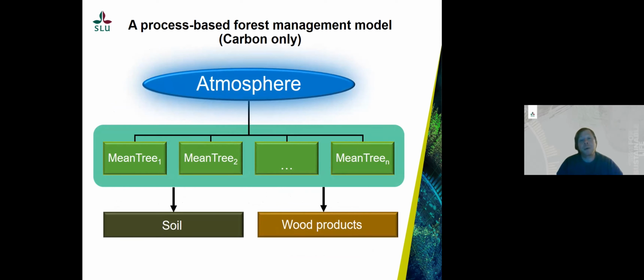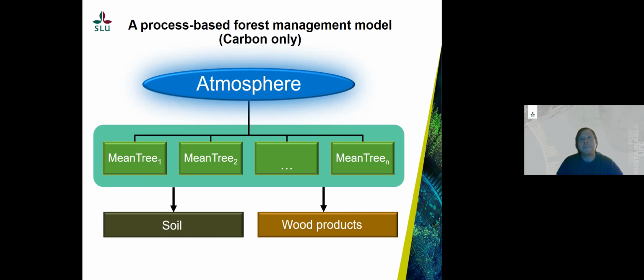So here we see a schema of what a process-based forest management model could look like. And what I'm talking about, my models are always carbon only. So carbon enters the forest vegetation by being photosynthetically fixed from the atmosphere. So it enters the trees of the forest, and these trees are represented by a number of typical mean trees, where each mean tree actually represents a certain number of identical trees in the forest. And different mean trees can differ, for instance, in species or in age or in size or in tree density. From these trees, carbon is then released back to the atmosphere by maintenance and growth respiration. And also carbon moves to the soil as litter. Furthermore, there might be harvesting events at some point.